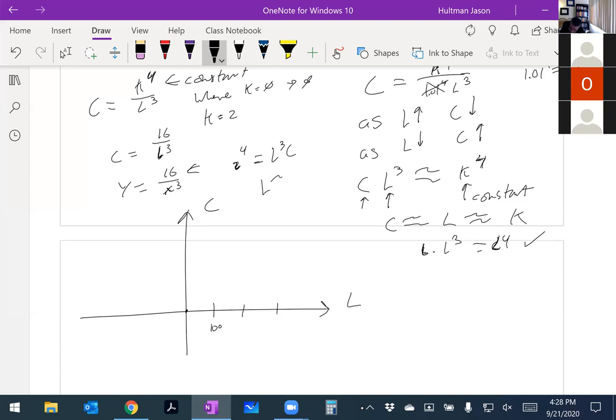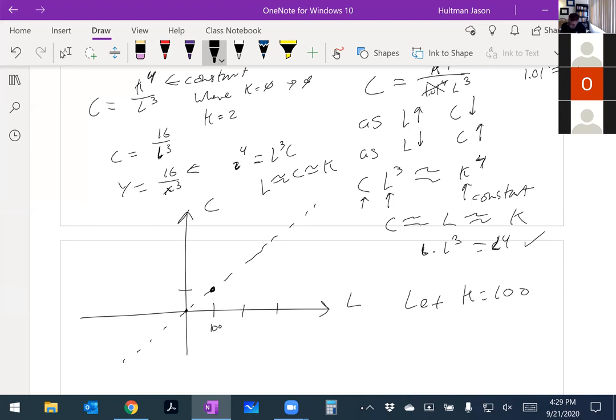So L is approximately equal to C, and this thing is approximately equal to k. So what's this thing going to look like? Well, if we do the L versus C line here, we let k equal 100. Then we let L equal 100 and C equal 100. That's on this curve. Now that doesn't describe the whole curve though.